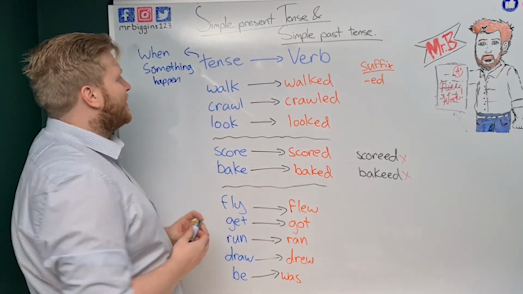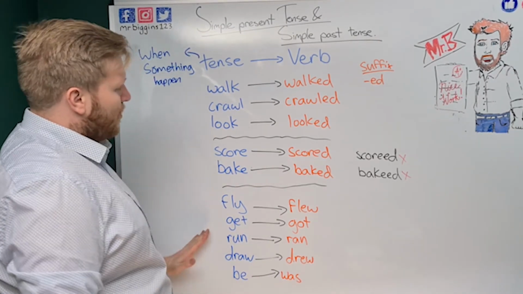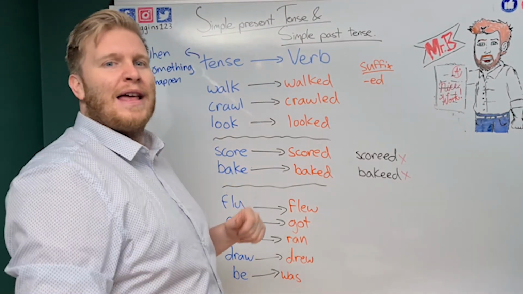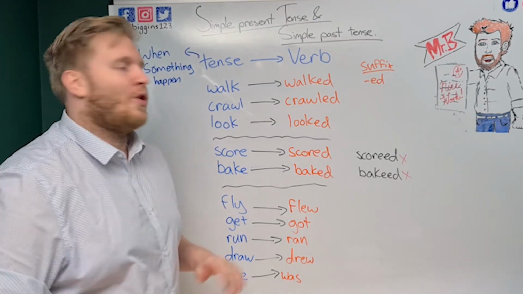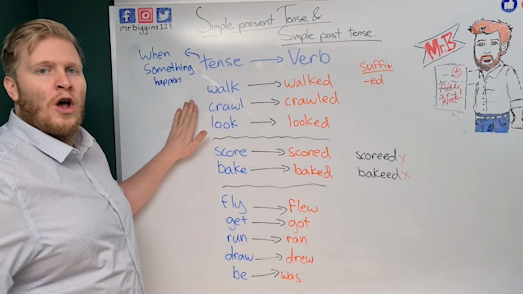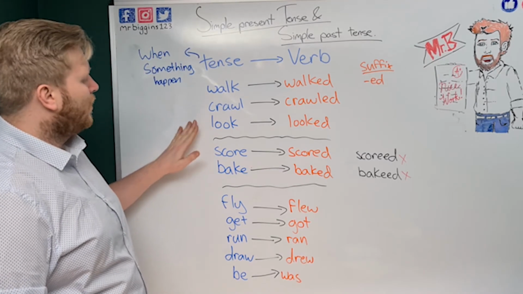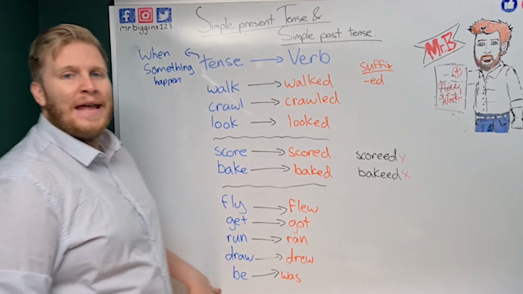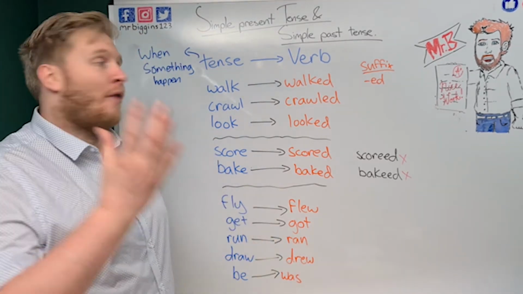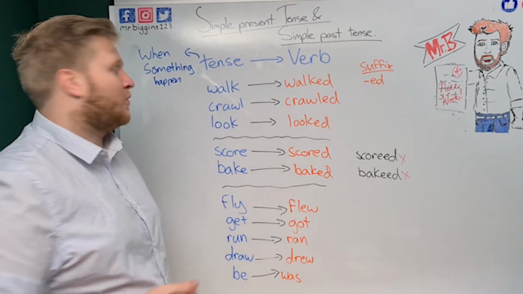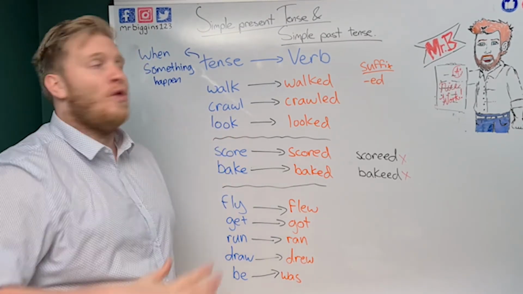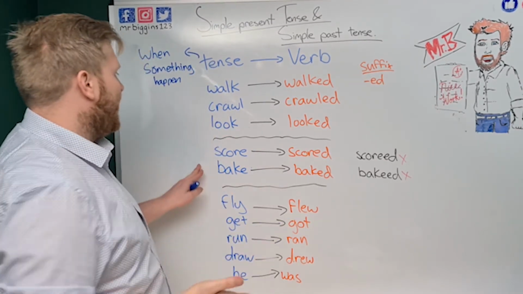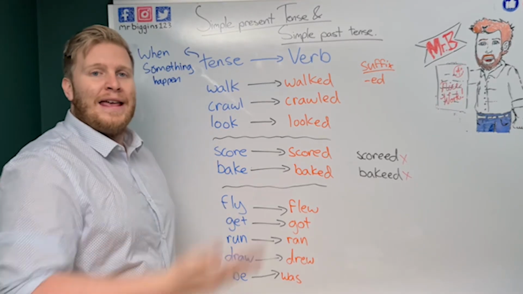So when we talk about the simple present tense, we're talking about our verbs, so our doing words, and we've got them here, okay? We don't have ing on, because a lot of times when we say look for verbs, we say look for ing words. Our simple present tense, not ing, it's just when we have the words like this. So let's go down: walk, crawl, look, score, bake, fly, get, run, draw, be. Those are all doing words, and those are in our simple present tense. So it's not walking, crawling, looking, scoring, not those type of things. It's just the simple verb on its own. It's things that you can do. You can score, you can bake, you can look, you can crawl, you can walk. Okay, easiest way to say it.